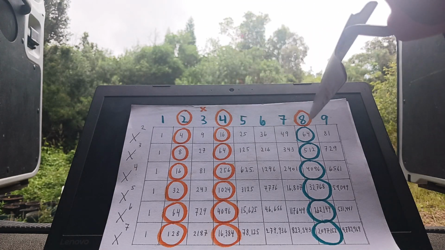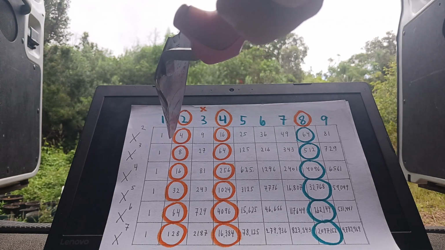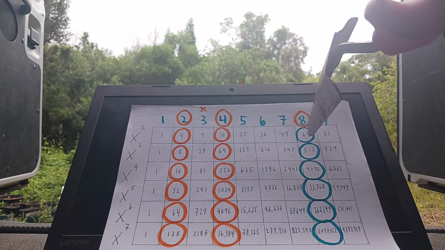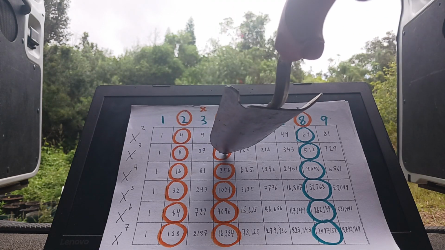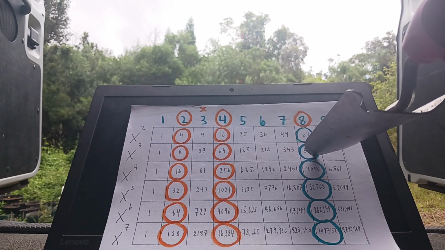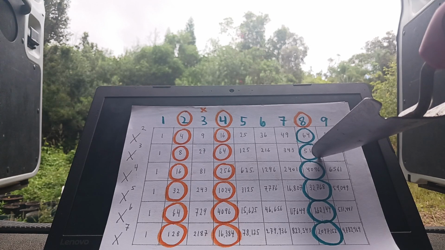2 times 4 times 8. 2 times 4 is 8, times 8 is 8 squared, 64. 4 times 16 is 64. 2 to the third times 4 to the third equals 8 to the third. 8 times 64 equals 512.